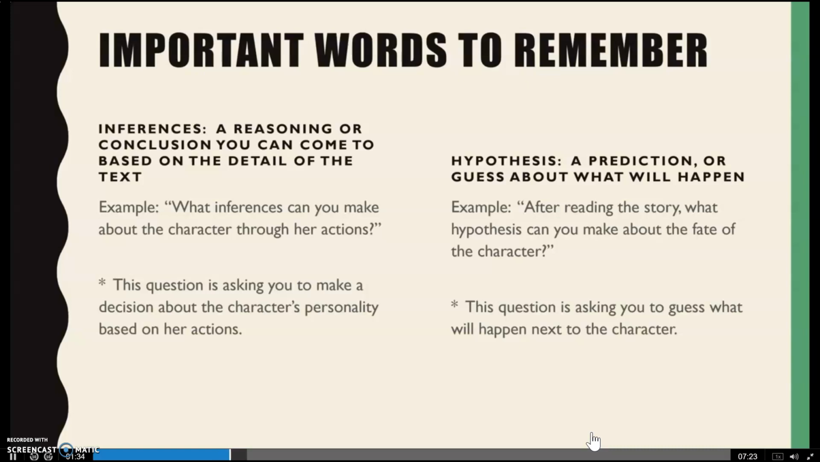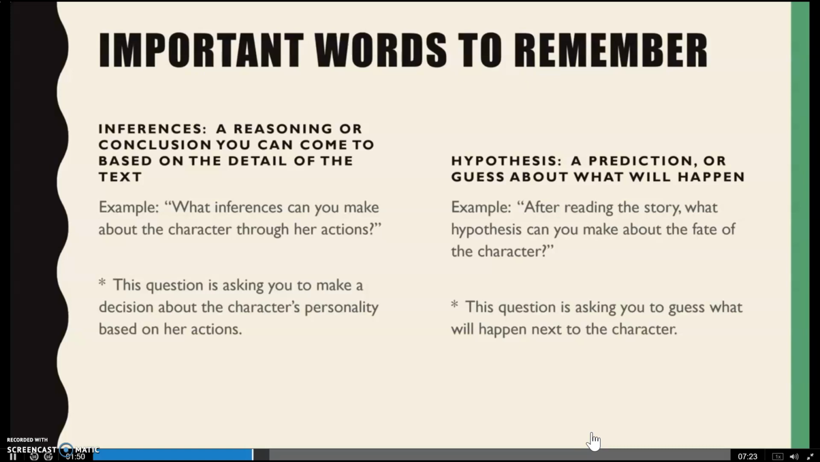Okay, another important word to remember is a hypothesis. A hypothesis, you may have heard that in science, that's a prediction. Okay? It's a prediction or a guess that you make about what will happen. So you start to read and you can kind of start to figure ahead of time what's going to happen.